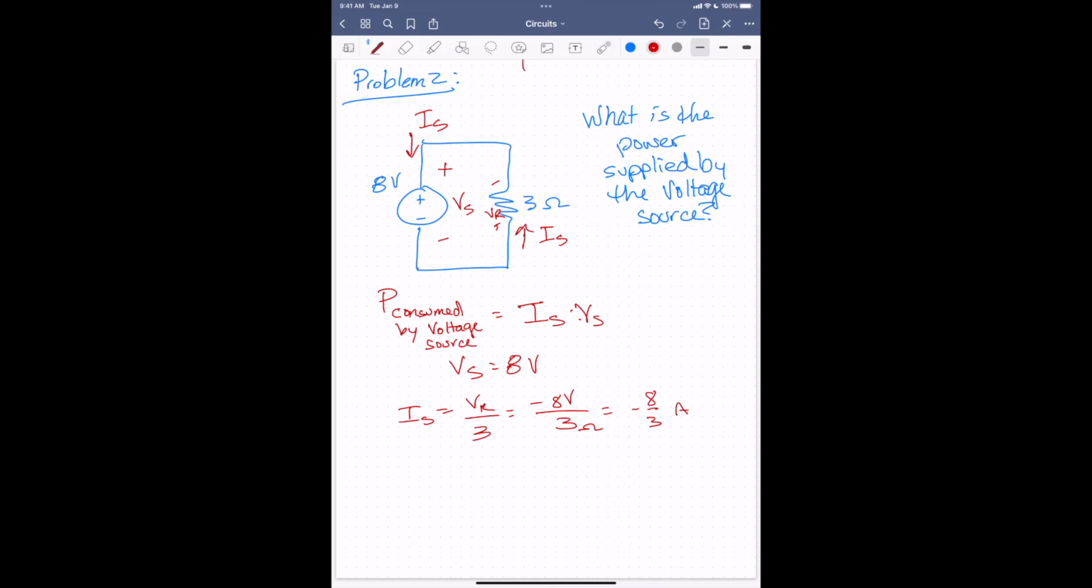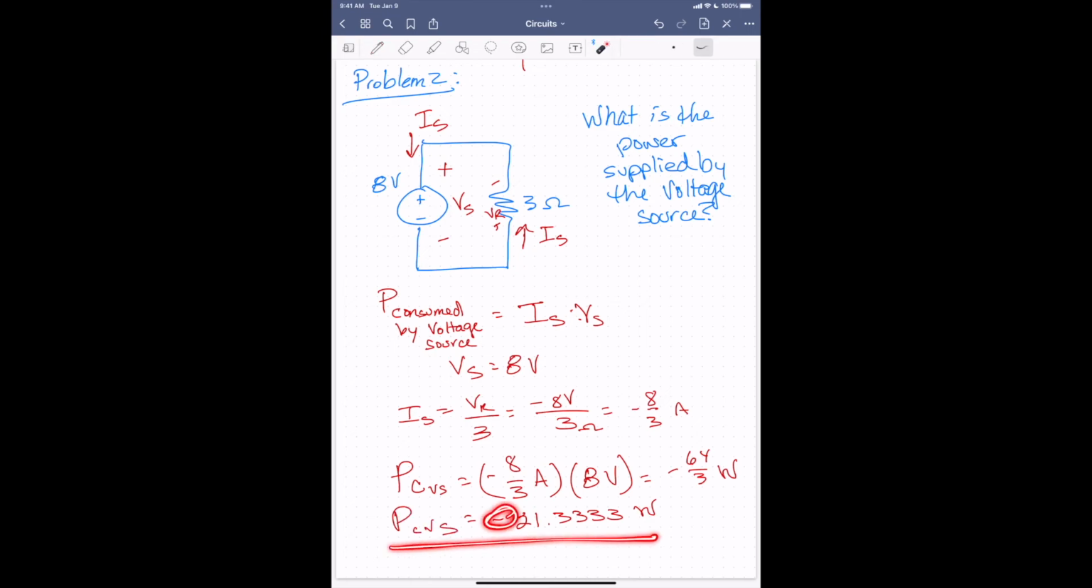So we can talk about the power consumed by the voltage source. I'll call it PCVS, just as a reminder, and it will be equal to IS, which is minus 8/3 amps, times the voltage across the voltage source, which is 8 volts. That will be equal to minus 64/3 watts, which is equal to minus 21.3333 watts. So what you notice at this point is that the power consumed is actually a negative value.